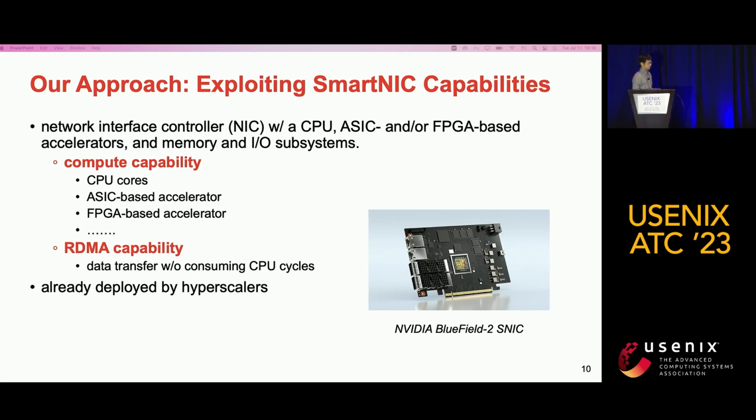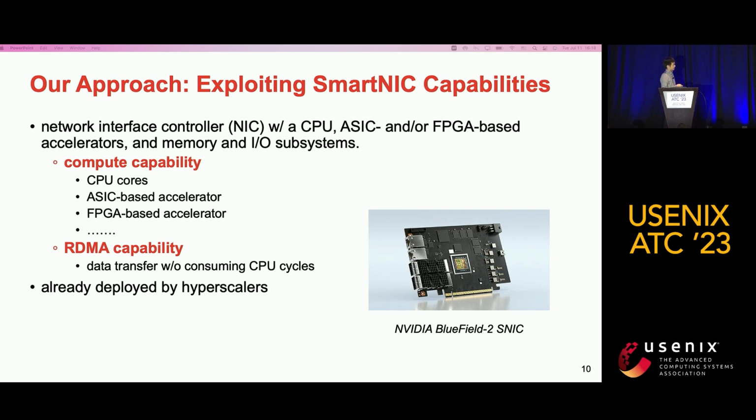And here's our approach: to explore the SmartNIC capabilities. Let me give you some background about SmartNIC quickly. SmartNICs are network interface controllers with a CPU, ASIC-based or FPGA-based accelerators, memory, and I/O subsystems. Here, I would like to highlight two capabilities. The first one is compute capability. As you can see, the CPU cores, ASIC-based accelerator, or FPGA-based accelerator, and there are many other variants of SmartNIC nowadays. These components can provide sufficient computing resources.